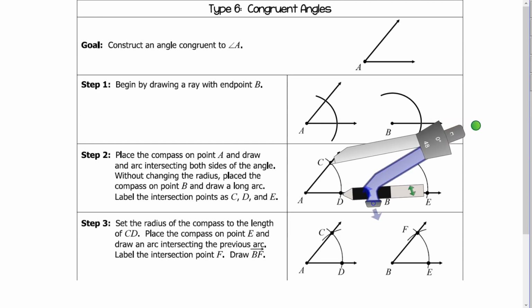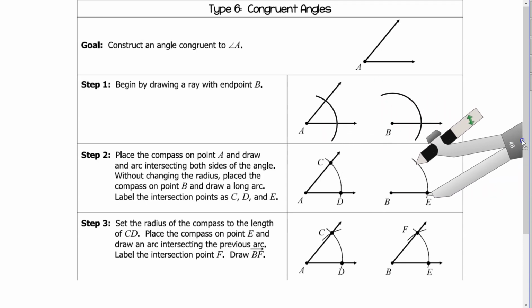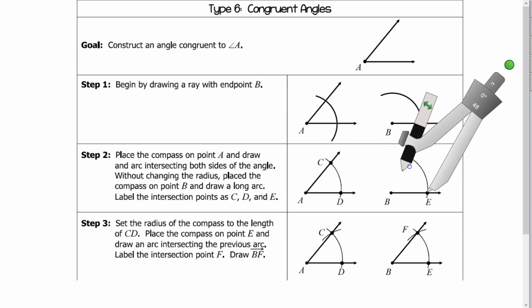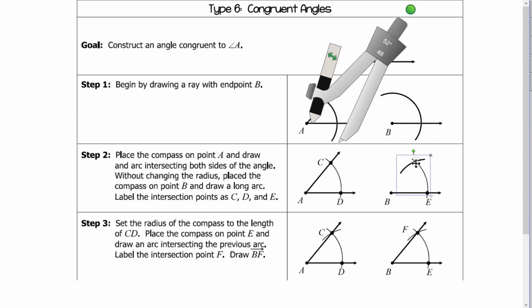So I've measured my arc. Then I take my compass, which just measured my arc, and place it on the intersection, which I've labeled E, and I make another arc. And I place a point there, which they've called F. And now all I'm going to do is take a straight edge and draw it through that intersection. And now I've copied my angle.